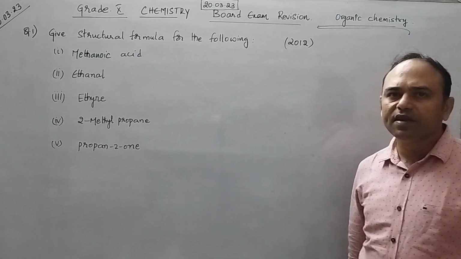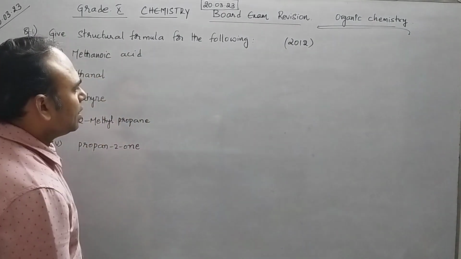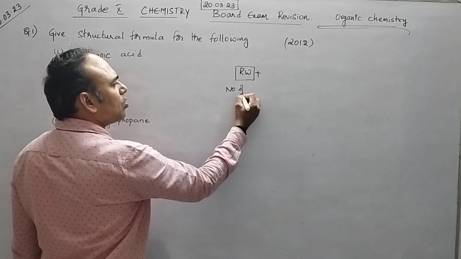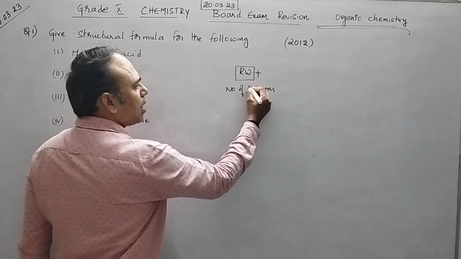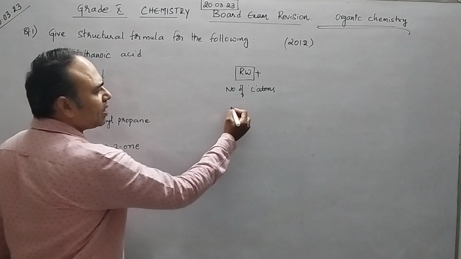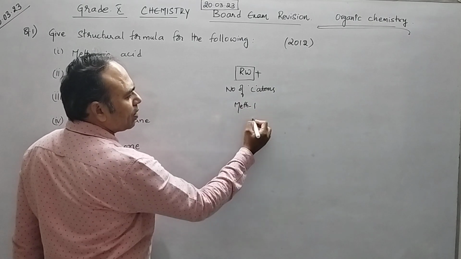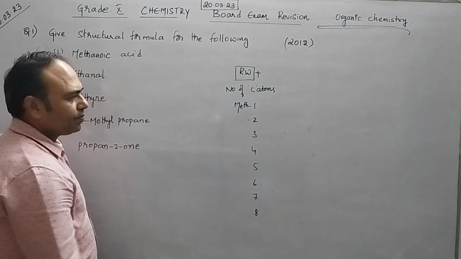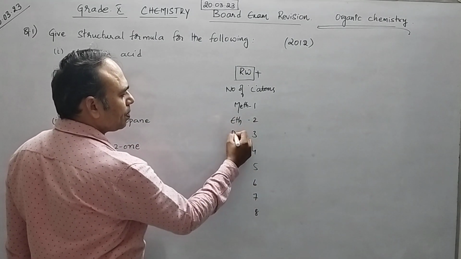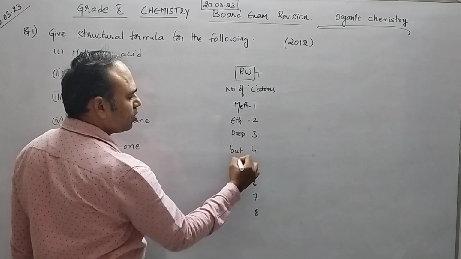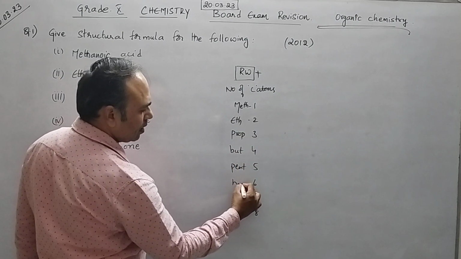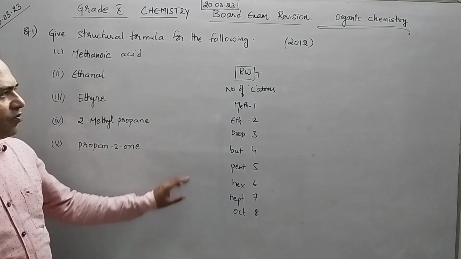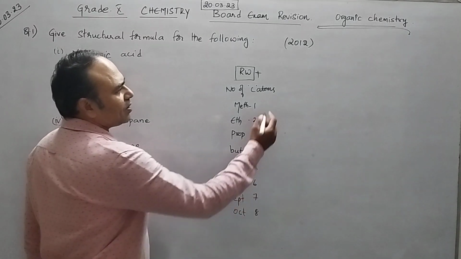Before you start, I'll give one small concept here. We need to know the root word first. What is meant by root word? Root word is the number of carbon atoms. Meth is 1, then 2 is eth, 3 is prop, 4 but, 5 pent, 6 hex, 7 hept, oct, and so on. First and foremost, you should know the root word, the number of carbon atoms.